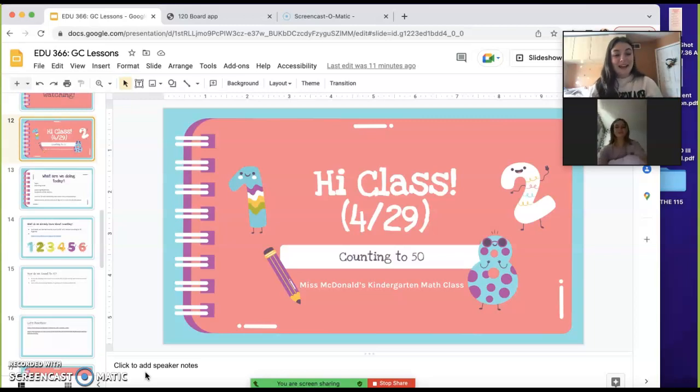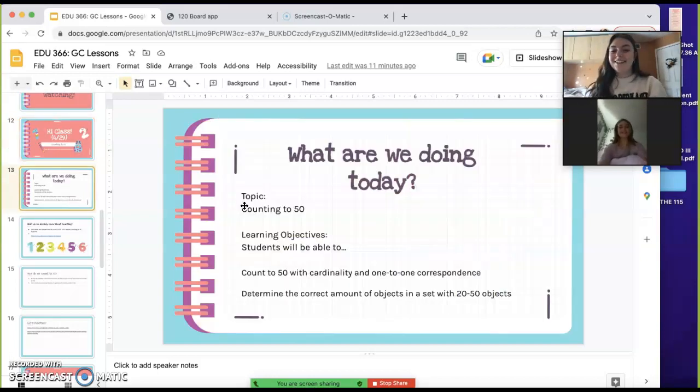Hi class! Today we are going to learn about counting to 50. Are you ready? Yep. Alright, so what are we doing today? Well, obviously we're counting to 50, so by the end of this lesson you'll be able to count to 50 with cardinality and one-to-one correspondence, and you'll also be able to determine the amount of objects within a set within the numbers 20 to 50. So that means that you'll be able to count like 50 sprinkles or 20 pennies.